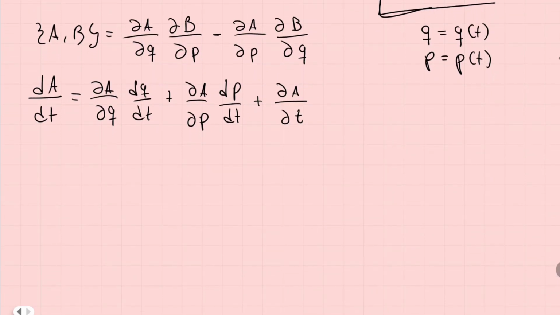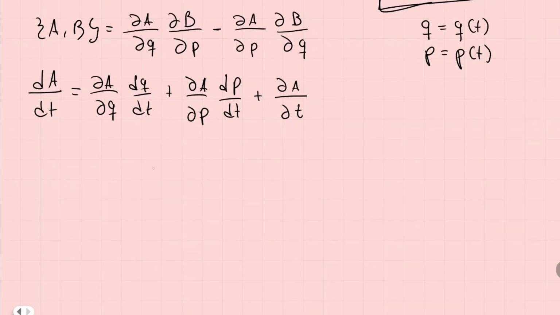And we also know the Hamilton equations, which are also very famous in classical mechanics. They say that q dot is equal to the partial derivative of the Hamiltonian with respect to p, and p dot is negative the partial of H with respect to q.